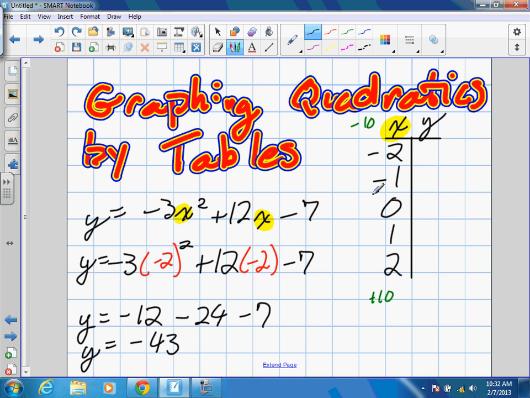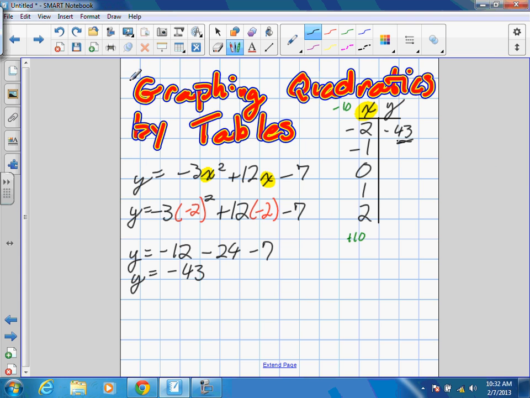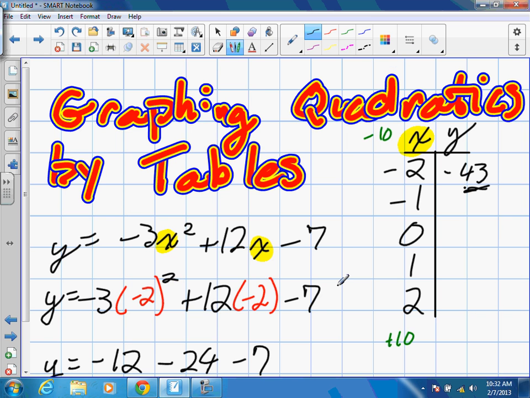Check. Is that right? Yeah. Okay, now think about it. I said our y and x axes go from negative 10 to positive 10. Will this value show up on our graph? No, negative 43 is far too low. So I'm going to have to try a couple others so I can at least start this graph. And these values may not be good ones to try.